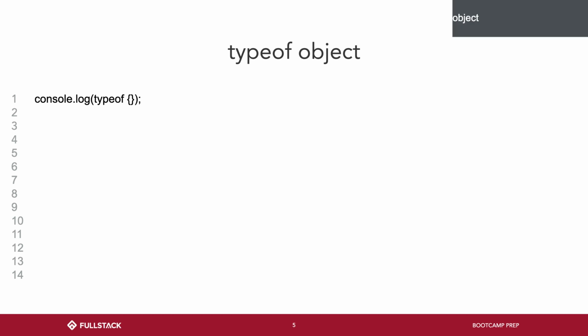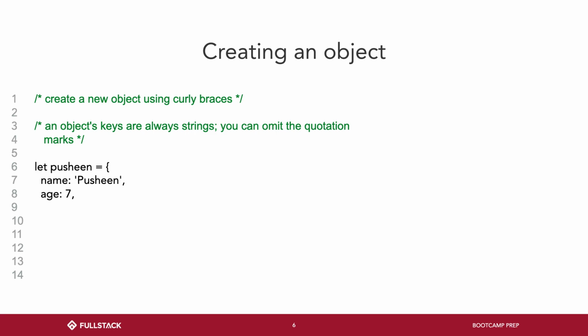So, type of object is object. Cool. So, creating an object, you create a new object using curly braces. An object's keys are always strings, but you can actually omit the quotes when you create an object like this, okay? So if you do just name colon, it's colon, not semicolon: name colon Pusheen, comma. Next key value pair, age colon 7, right? And these can be any data value, okay? But you can omit the quotes here, even though these are strings. They are strings, but you don't have to write the quotes. No one likes writing quotes. It's always annoying.